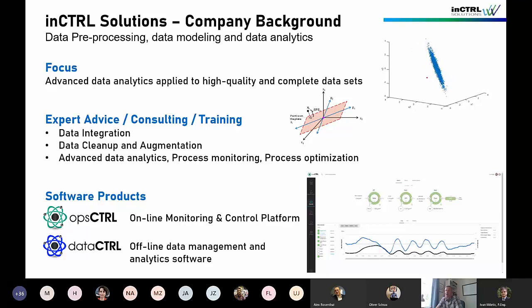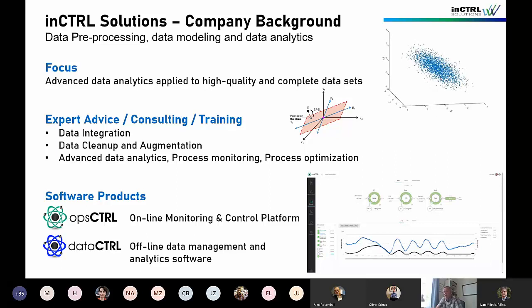We develop two software products. One we call Ops Control, that is our monitoring and control platform that runs online and provides intelligence in near real time. It also does a lot of control work, so our patented ABAC SRT controller is in there in package form. We have controller performance monitoring, we have auto-tuning in there, and so on.